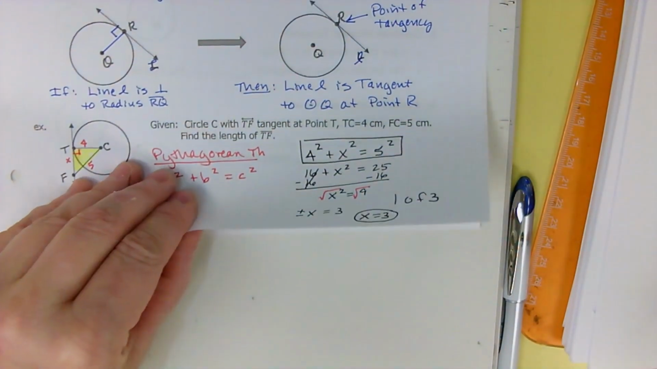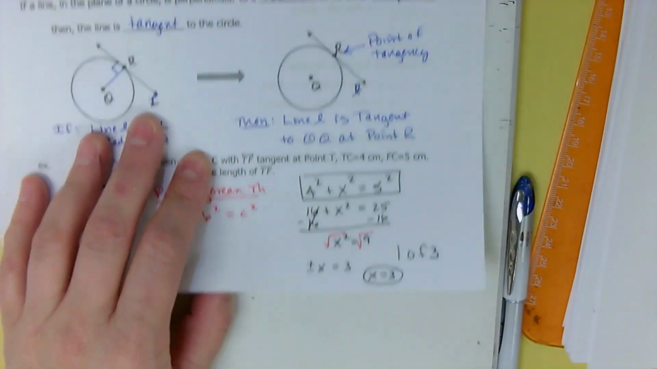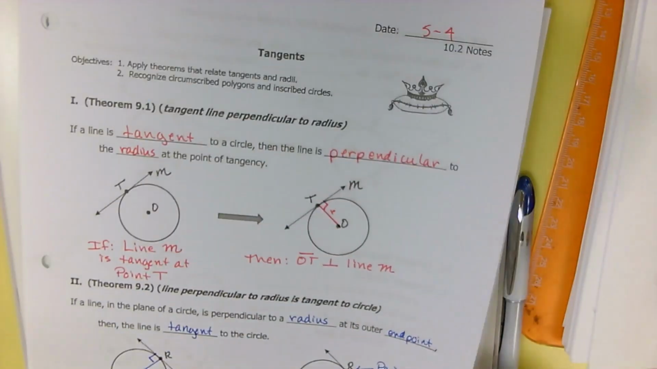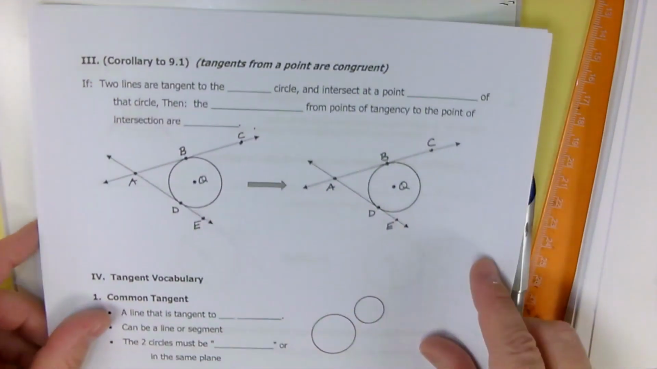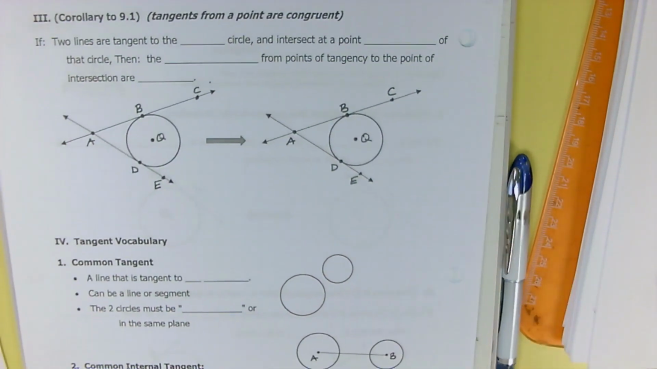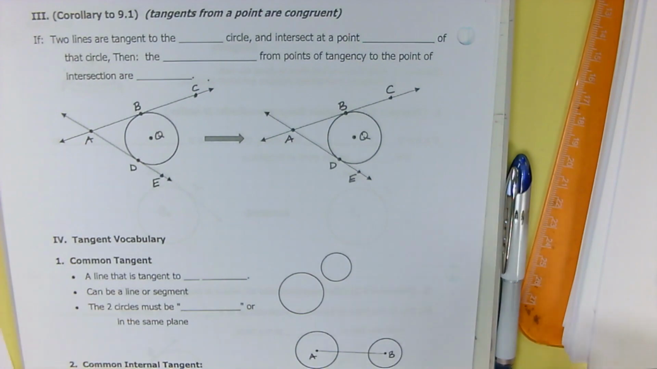No, absolute value means plus and minus. So on this, that doesn't make sense because you can't have a negative length. But you're right, normally it would be. Okay, corollary. Here we go.